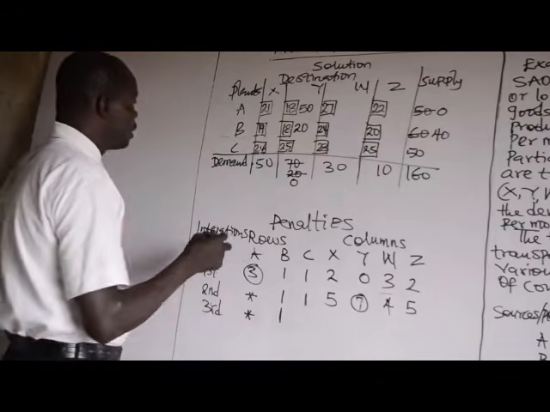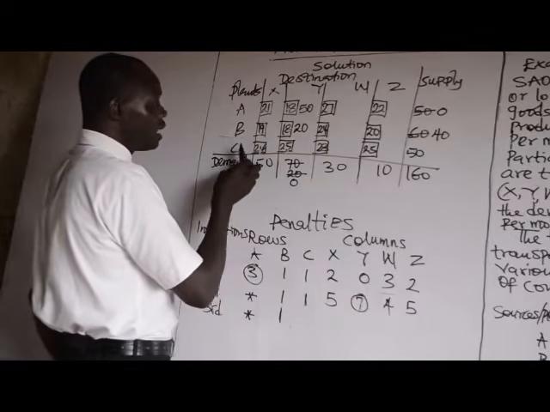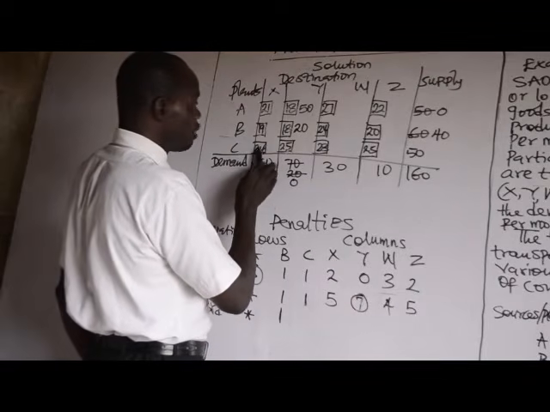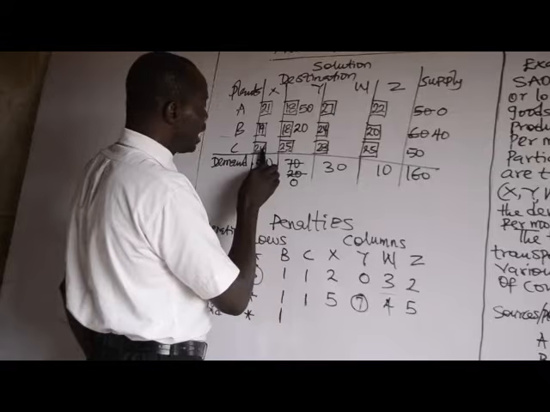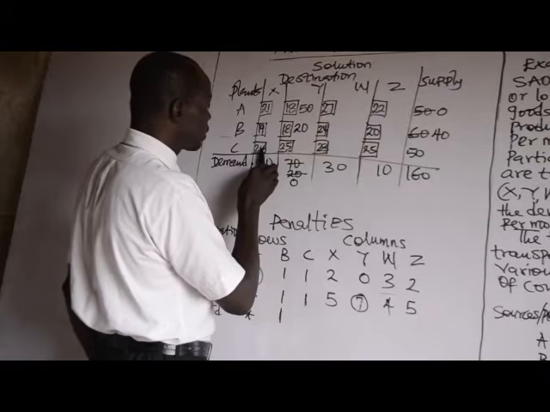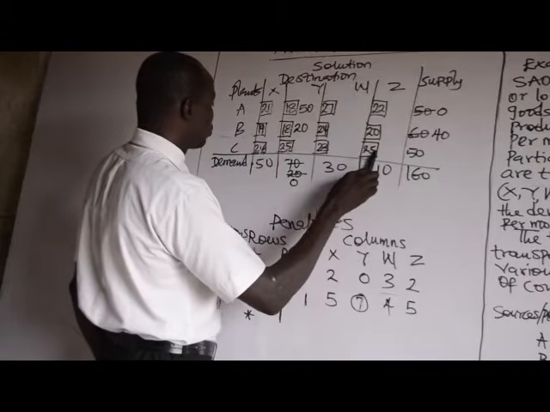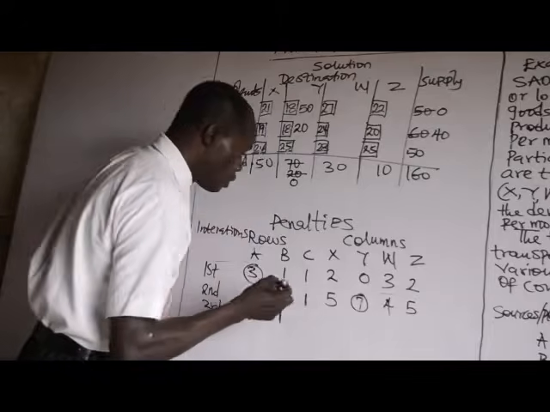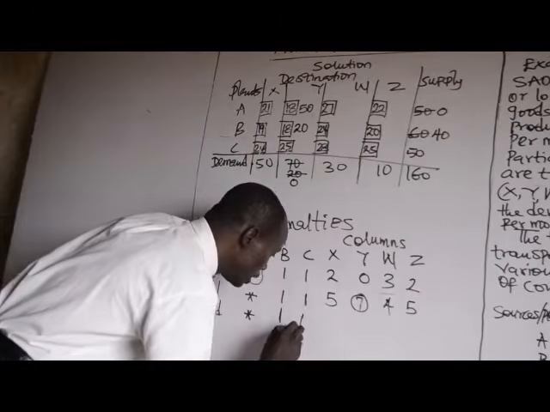Then row C now, the least cost, we have 24. The next least cost is 25. 25 minus 24, that will be 1. So that is row C.